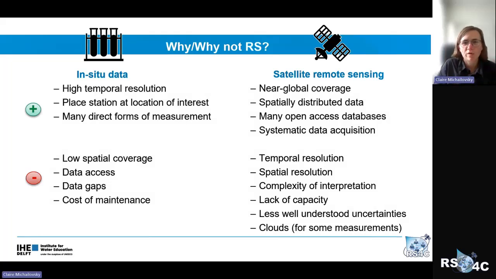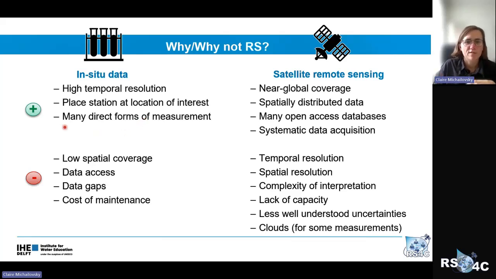If we look at why we want to use or why we don't want to use remote sensing, there's a number of benefits which I've already highlighted for satellite remote sensing. But there's some things that are really nice with in situ data. So we can get higher temporal resolution, for example. If I place an instrument somewhere, I don't need to wait for a satellite to come back. I can measure every minute if I want. I can place my station exactly where I want to make my measurements. And also what's important is I have a lot of direct forms of measurement. So it's a bit more related to what maybe I really want to measure.